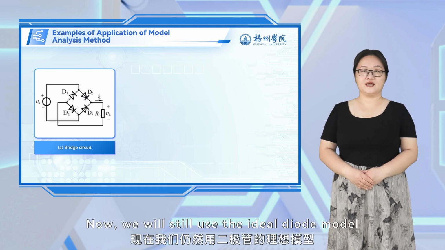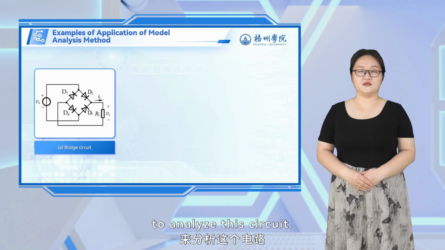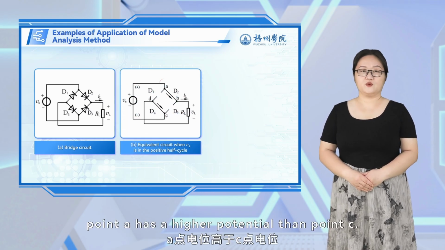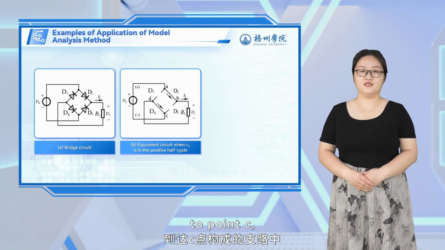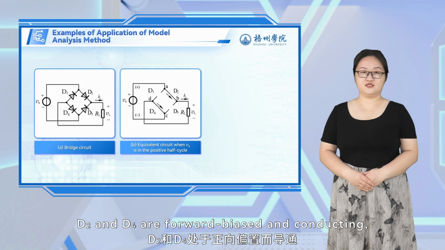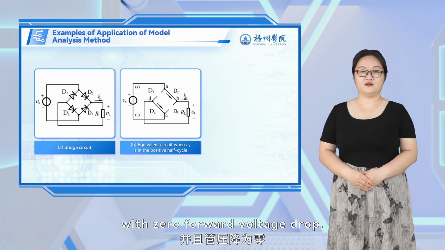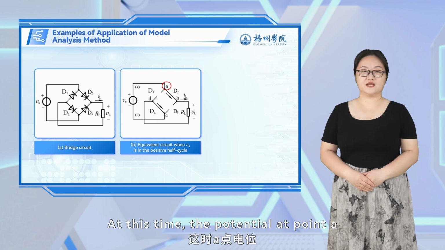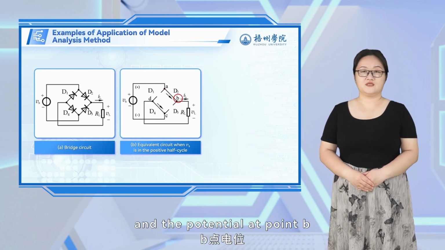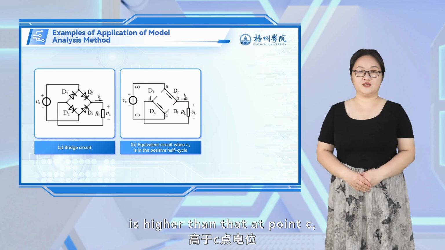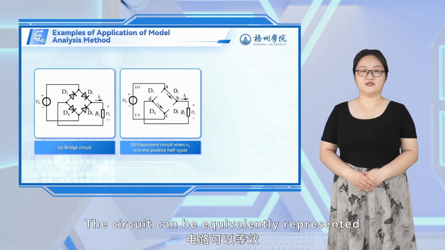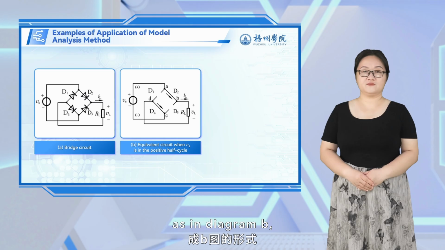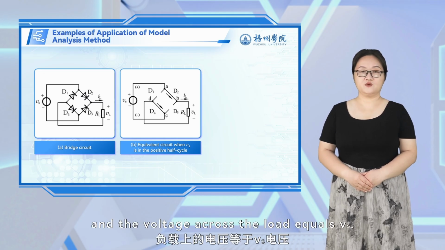Now we will still use the ideal diode model to analyze this circuit. In the positive half cycle of Vs, point A has a higher potential than point C. In the branch from point A through D2, RL and D4, to point C, D2 and D4 are forward biased and conducting with 0 forward voltage drop. At this time, the potential at point A is higher than that at point D, and the potential at point B is higher than that at point C, causing D1 and D3 to be reverse biased and cut off. The circuit can be equivalently represented as in diagram B, and the voltage across the load equals Vs.